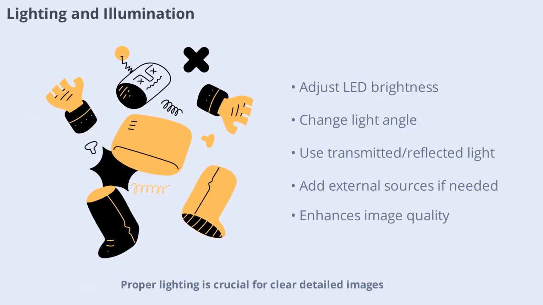Proper lighting is crucial for clear, detailed images. Most digital microscopes come with built-in LED lights which can be adjusted for brightness and angle. Experiment with different lighting settings to reduce glare and shadows. For transparent specimens, use transmitted light from below. For opaque objects, use reflected light from above. Some microscopes allow you to add external light sources for even more control. Good illumination not only enhances image quality but also makes it easier to spot fine details.